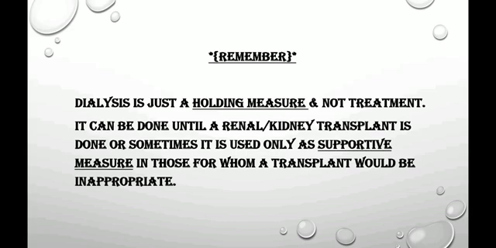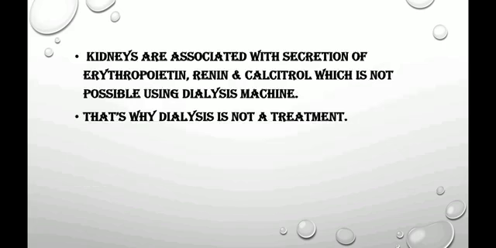But if a patient is of such kind in which a kidney transplant can be done, then it can be considered a holding measure. It can be done only for that period of time till the patient receives a healthy kidney. Kidneys are associated with the secretion of erythropoietin, a hormone, renin, another hormone, and calcitriol. These are the three different hormones secreted by the kidney, and it is not possible to get these hormones using a dialysis machine. That's why dialysis is not a treatment. Remember, dialysis is not a treatment.